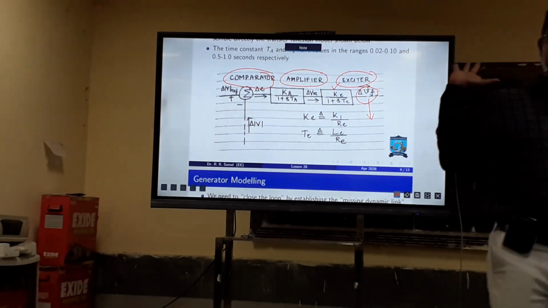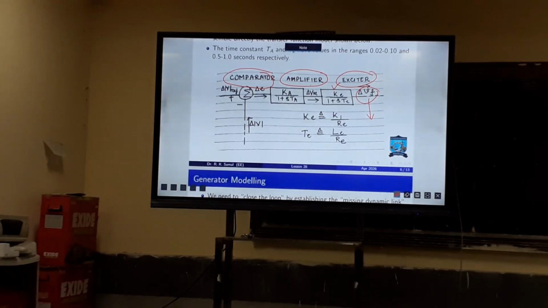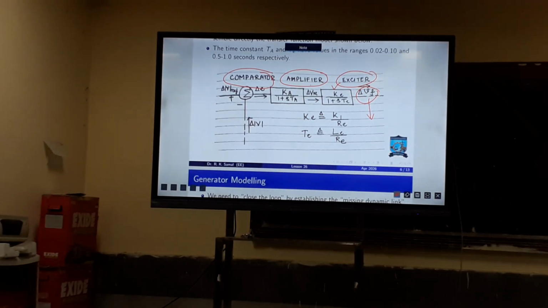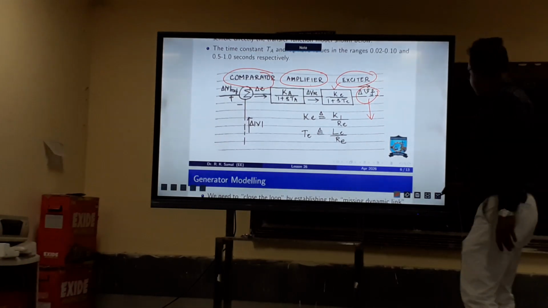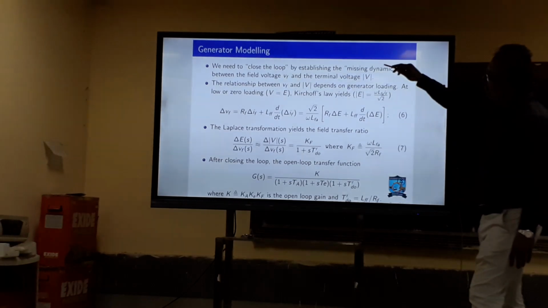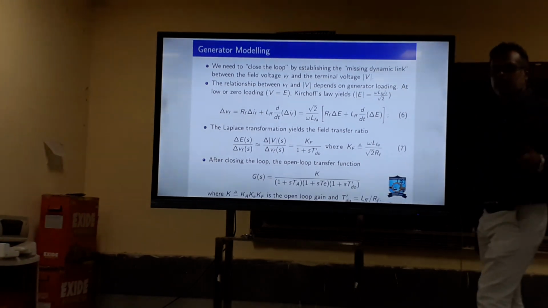So what part is missing here in this model? Which one? What part is missing here in this model? The feedback path is this one. The comparator is the feedback path. The amplifier is the output of that error signal. KE is the exciter gain, which is providing field supply to the main alternator. So the main alternator is missing. Right? We need to model the main alternator. Okay. So then generator modeling is modeling of the main generator.